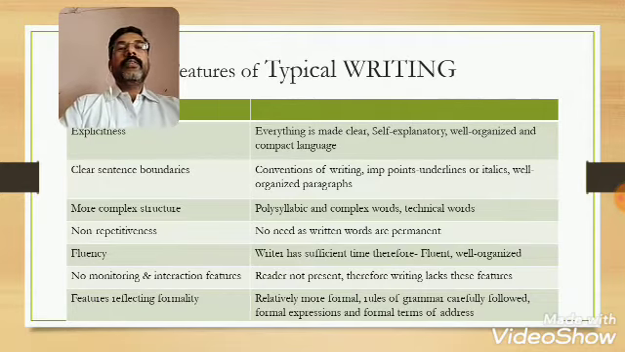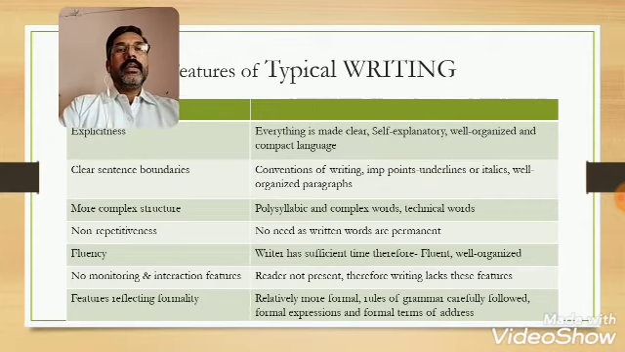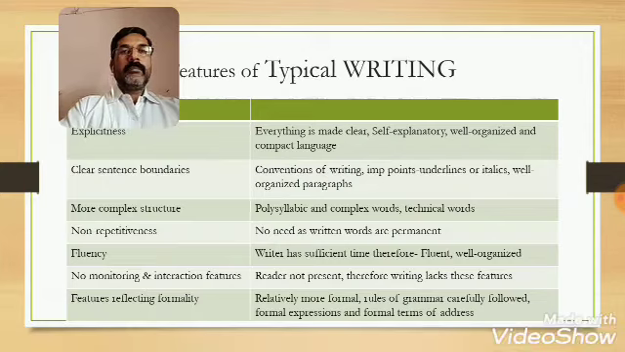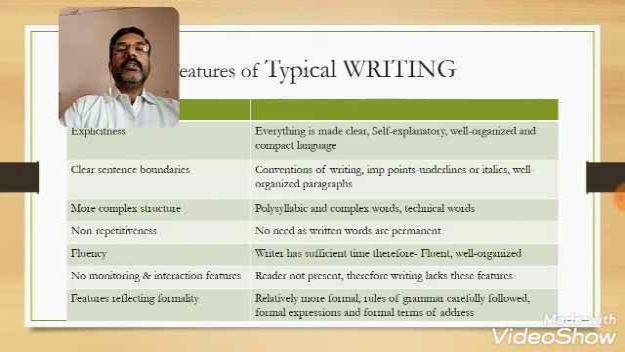Next feature is fluency. The writer has sufficient time before he writes, therefore writing becomes fluent and well organized. Next feature of writing is no monitoring and interaction features, because while a writer writes something, the reader is not present, therefore writing lacks these monitoring and interaction features. There is no kind of dialogue in writing.